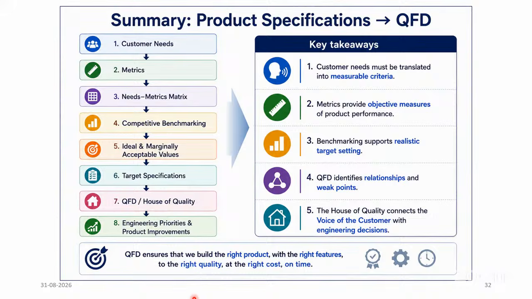So the key takeaways for week 5 is that the customer needs must be translated to measurable criteria. The metrics provide objective measures of the product performance, and the benchmarking supports realistic target setting. QFD identifies relationships and weak points as well. So HOQ connects the voice of the customer with engineering decisions. So these are the points from week 5.